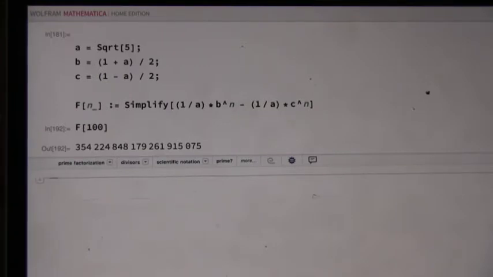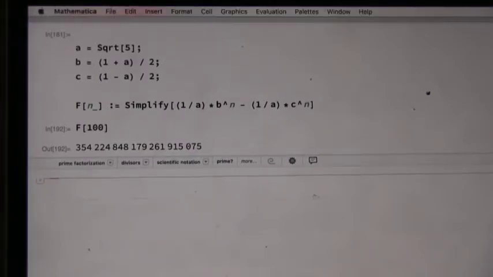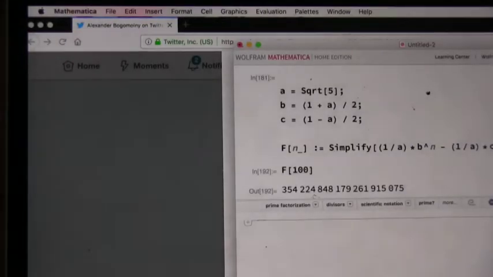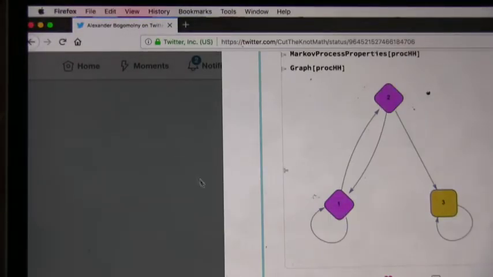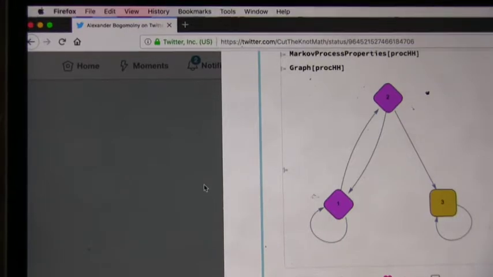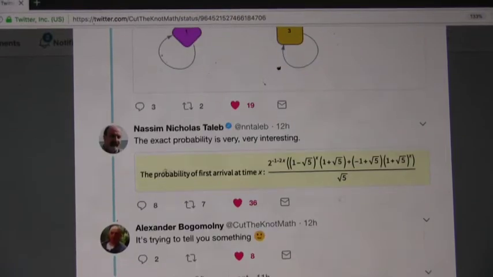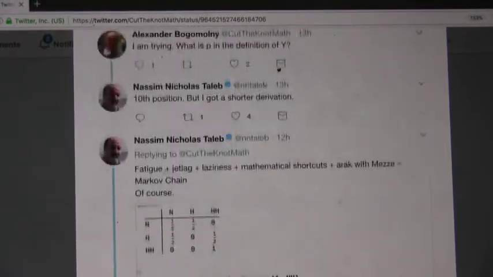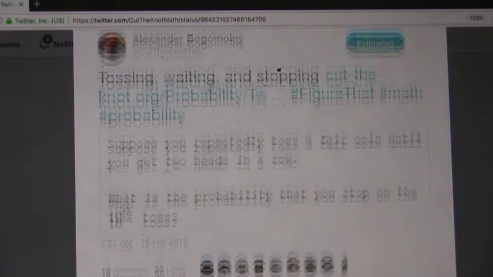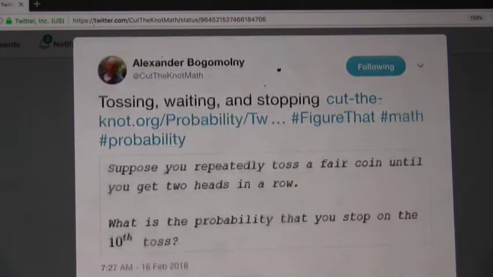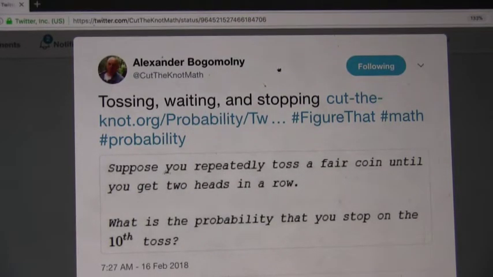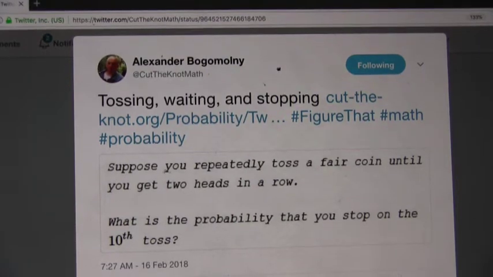One of the reasons I wanted to do this is we were talking about recursive functions yesterday. But a second reason, just by an incredible coincidence, I saw our friend Nassim Taleb working through a problem last night on Twitter. He was working on a problem, and let me show you the problem first. Suppose you repeatedly toss a fair coin until you get 2 heads in a row. What is the probability that you stop on the 10th toss?